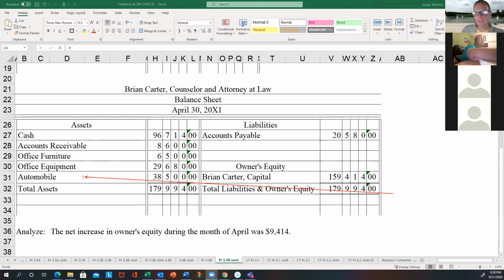Everything else, you just have to list them. You've got your assets, list them. These are the balances from your T account. You have one liability account, which was 2,580. You add your liabilities plus your equity. You add up your assets. This is your accounting equation right here. Notice 179,994 equals 179,994. You're in balance. This is your balance sheet. Notice it has one date only, one specific date, April 30th. It does not say for the month ended. It just says on this date, this is where we are.